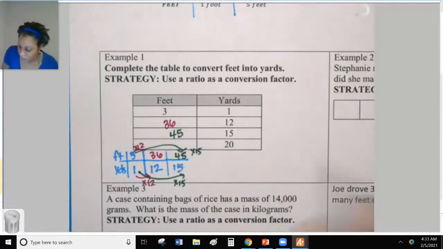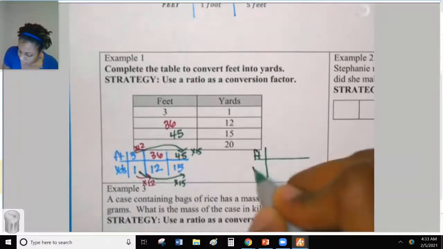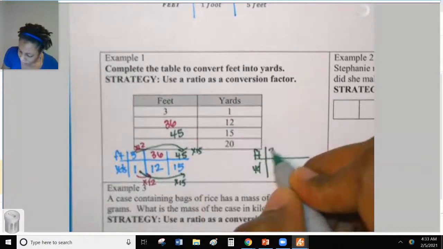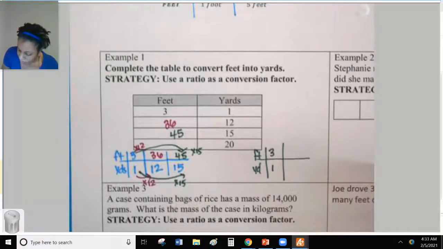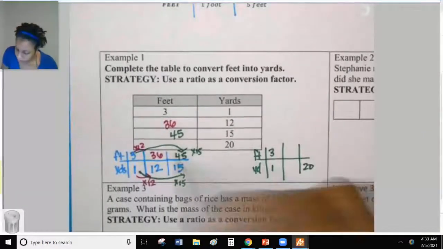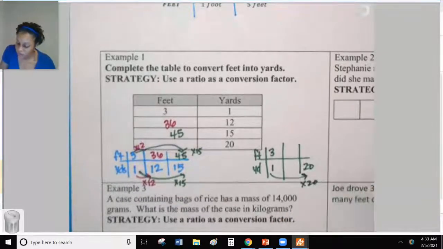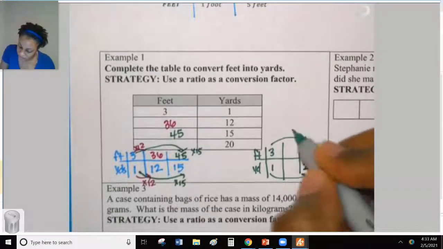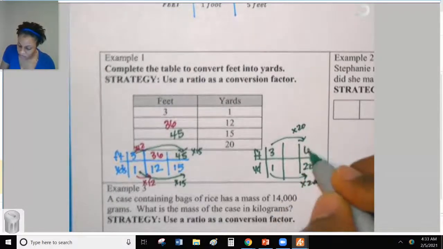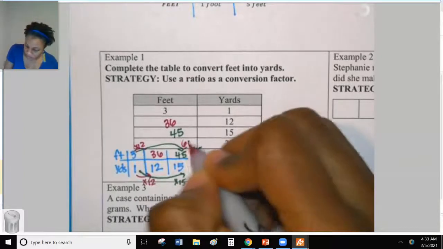And for the last one, I'll make a new H chart just so it's not horribly messy. If I have 3 feet and 1 yard, how many feet is that if I have 20? Okay, so 1 to 20, I don't know why I skipped that space, that's weird. That's 20, and then 3 times 20 would give me 60, okay? So the last thing would be 60.